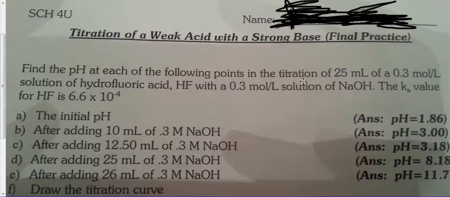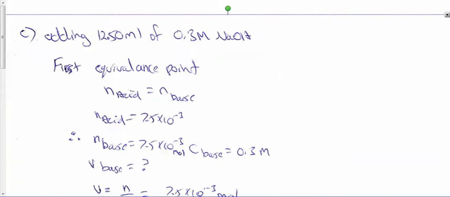Okay, so we're back again. We're going to do part D this time. Before, we figured out that the equivalence point is when you add 25 mL of NaOH. So we know that part D occurs at the equivalence point. This is also another special case, so you have to do it a certain way.